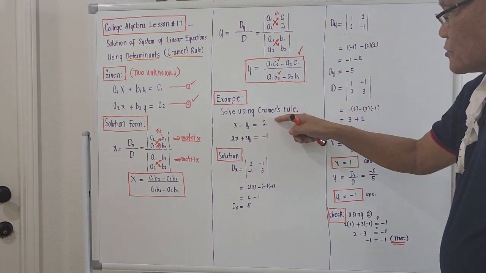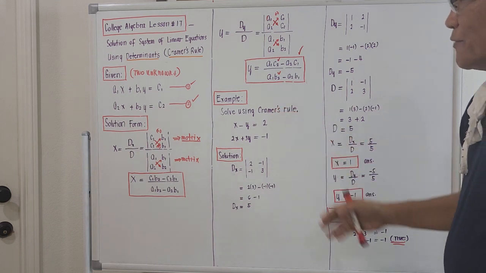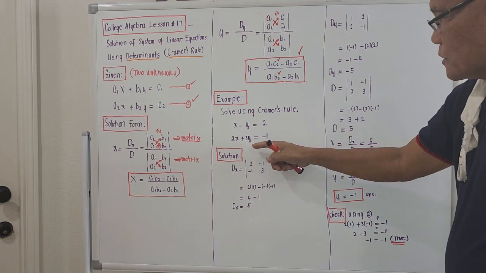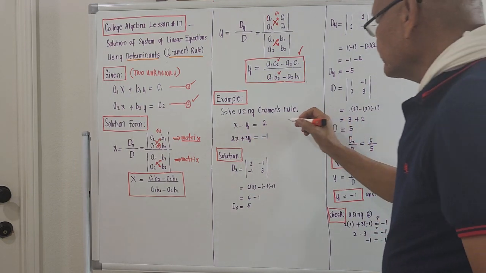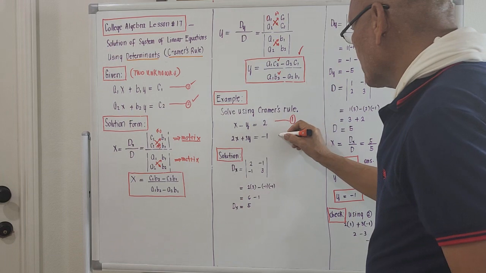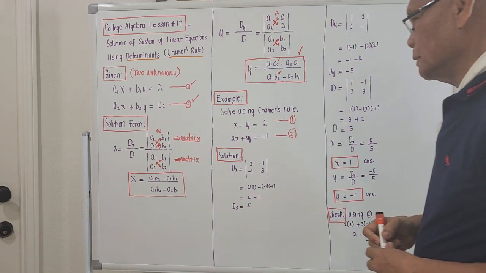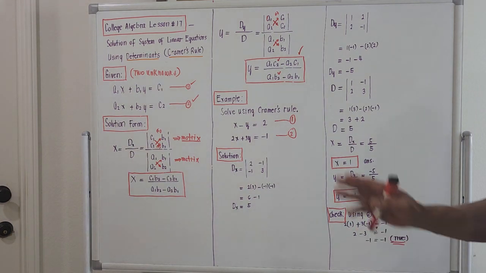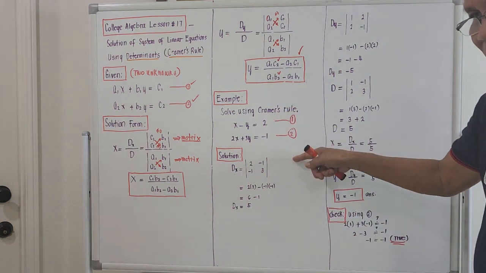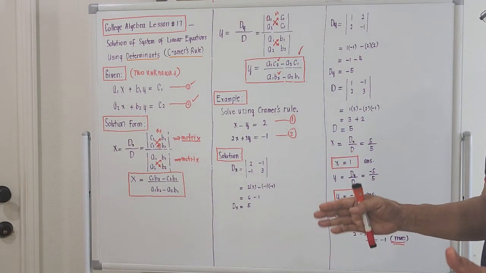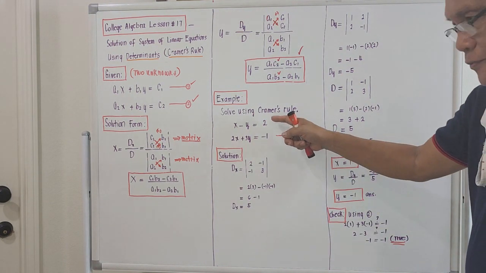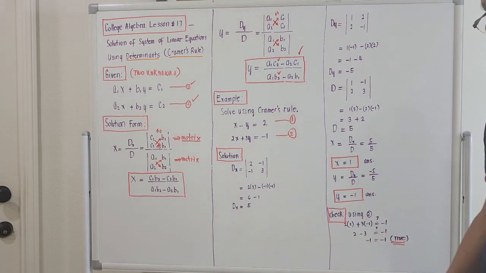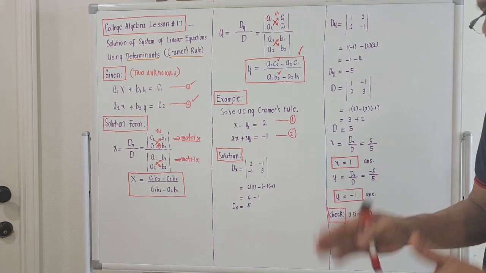Solve using Cramer's rule or determinants. The given two equations are actually x minus y is equal to 2 and 2x plus 3y is equal to negative 1. That will be equation number 1 and this will be equation number 2. Actually, if we use the previous solutions, elimination by addition or subtraction, we could do this. If we try to use the elimination by substitution, we could also solve these two equations here. But for this morning, our solution will be by using determinants.